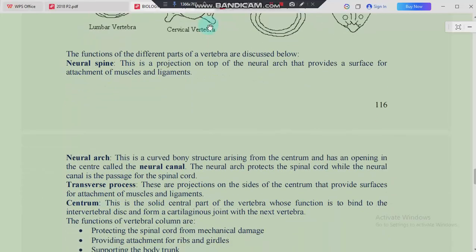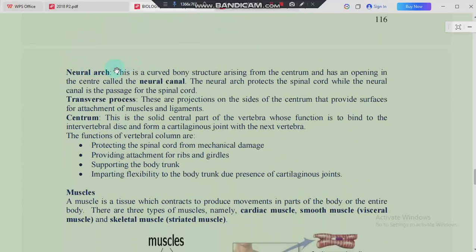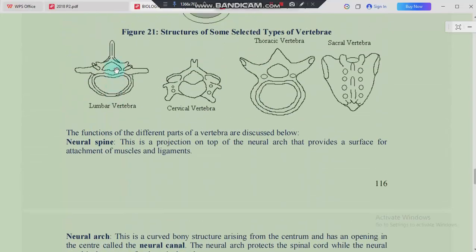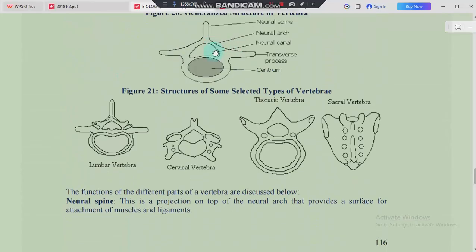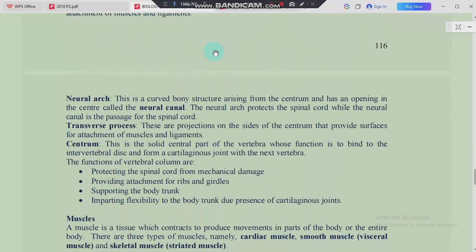All right, then we have another part which is the neural arc. What is the function of this neural arc? The neural arc is curved, arising from the centrum, and has an opening that we call the neural canal. So the neural arc helps to protect the spinal cord, while the neural canal is the passage for the spinal cord.